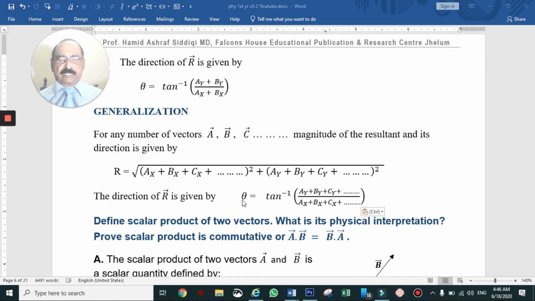Similarly, we can have theta is equal to tan inverse of the sum of all the y components of all the vectors divided by the sum of all the x components of all the vectors.